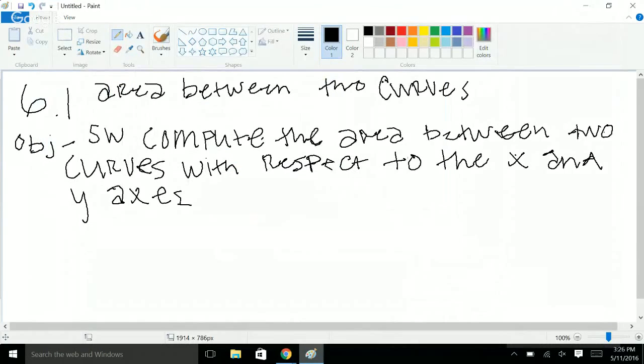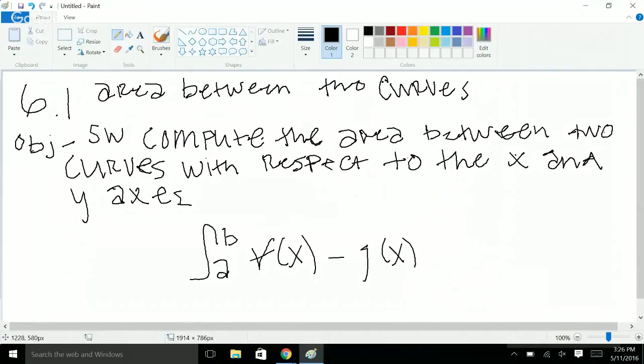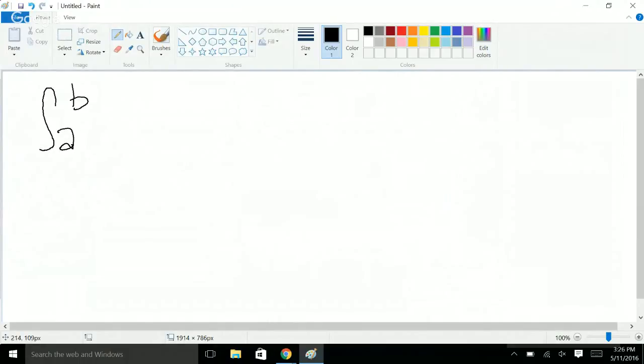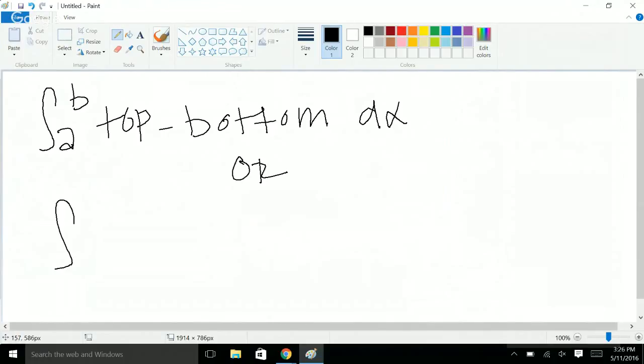So 6.1 is area between two curves, and the objective is students will compute the area between two curves with respect to the x and y axis. So the formula is the integral from a to b, f of x minus g of x dx, which could also mean the integral from a to b, top minus bottom dx, or the integral from a to b, right minus left dy.